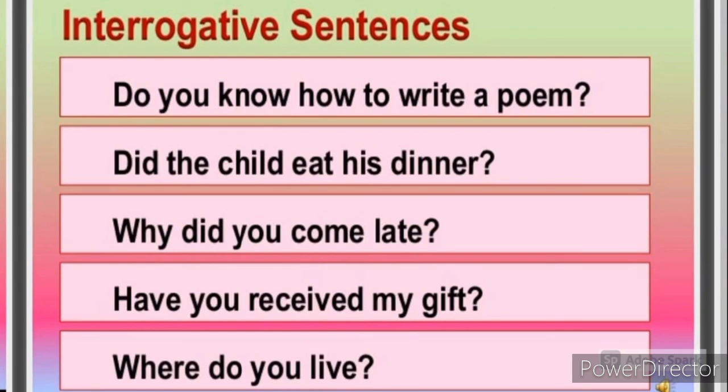Here are some more examples of interrogative sentences. Do you know how to write a poem? Did the child eat his dinner? Why did you come late? Have you received my gift? Where do you live? So you can see these sentences are asking questions. So these sentences are usually categorized as interrogative sentences.